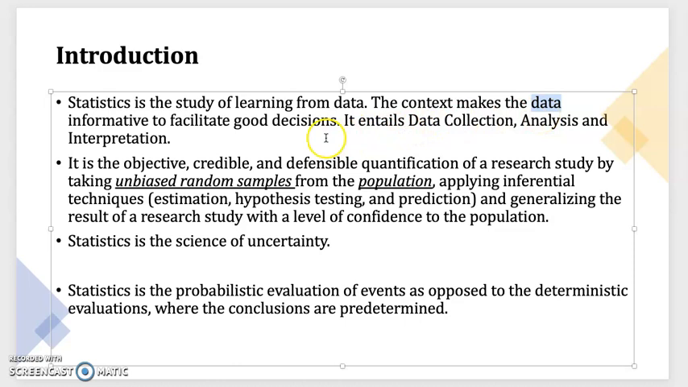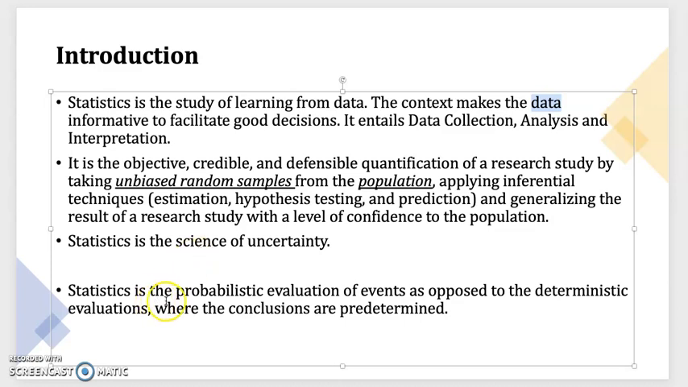After we get an unbiased random sample from the population, we can apply inferential techniques such as estimation, hypothesis testing, and prediction. Then we can generalize the result of a research study with a level of confidence to the population. That's why we call statistics the science of uncertainty. We just don't know what happened in the data, so we need to analyze it. Then hopefully we can predict.